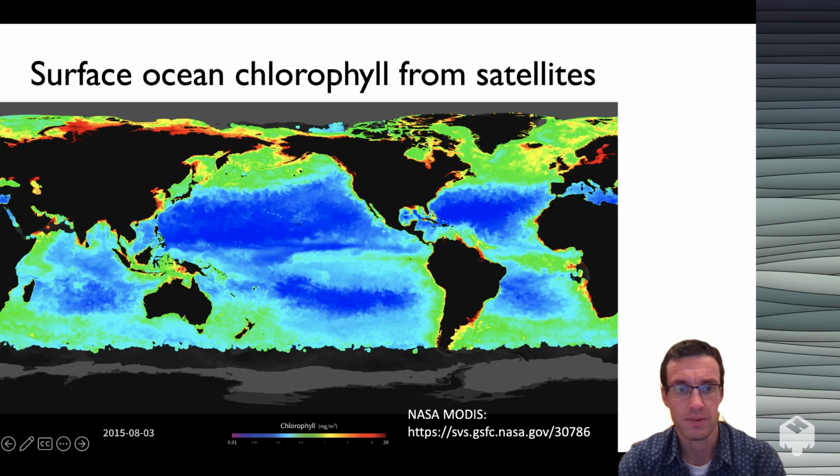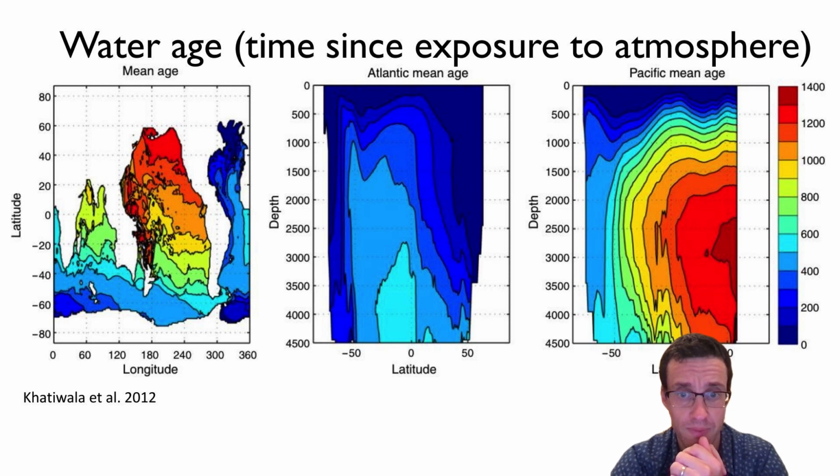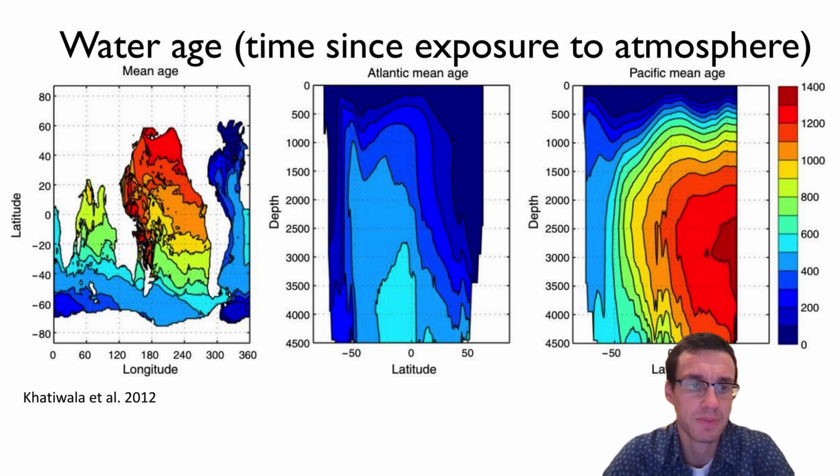And so how does this impact oxygen in the ocean? Well, in addition to surface production, we also have to consider water age. And what I mean by water age is how long has it been since water was last exposed to the atmosphere. So this paper is based on carbon isotopes, where on the far left here is showing the mean age derived from interior ocean measurements of carbon isotopes, and the blue colors are younger water, so water that was more recently in contact with the atmosphere.